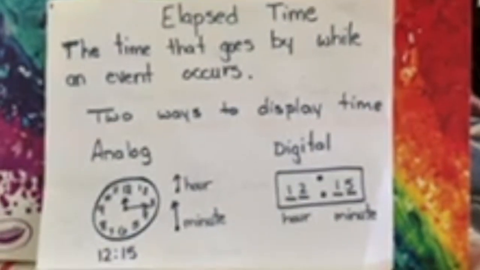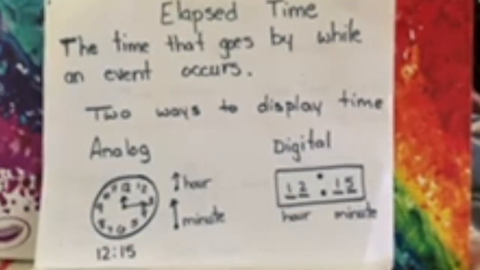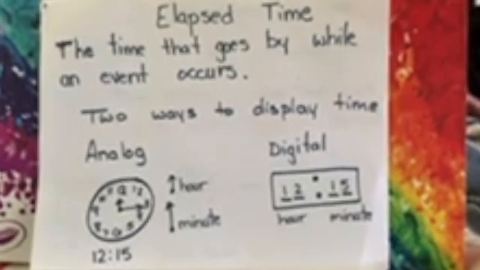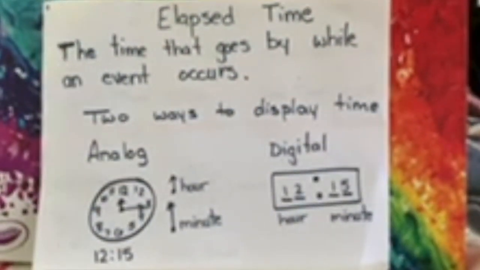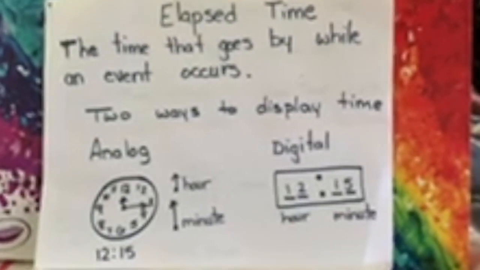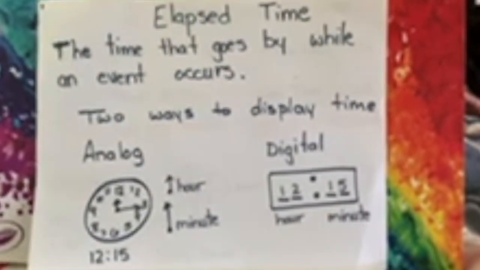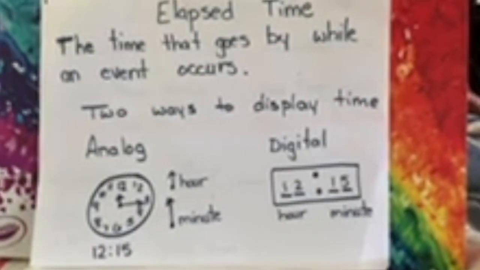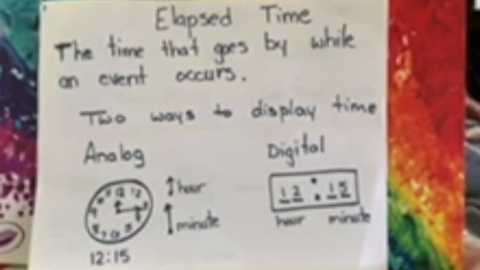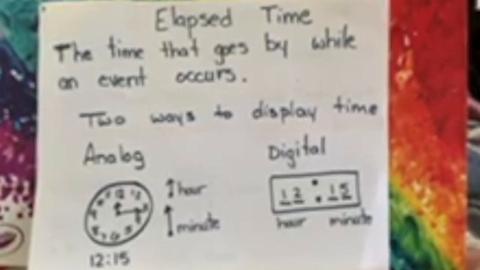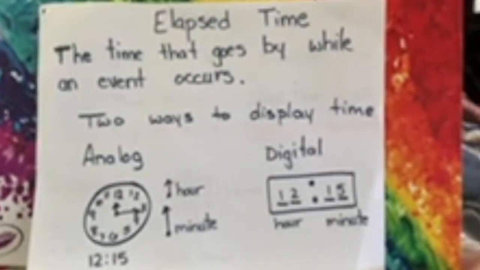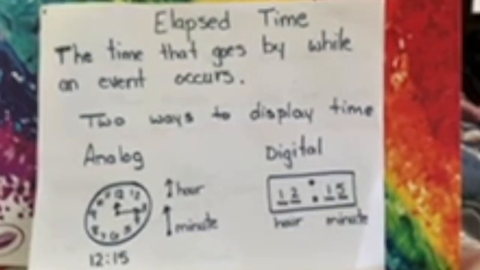I'm going to show you two different ways to figure out elapsed time, the time that goes by while an event occurs. The old saying, time flies when you're having fun, is probably true, because doing this packet, you probably felt like time was dragging instead of flying. Outside playing, time flies. Either way, whether it's flying or whether it's dragging, you figure elapsed time using two different strategies, and I'll show you both.